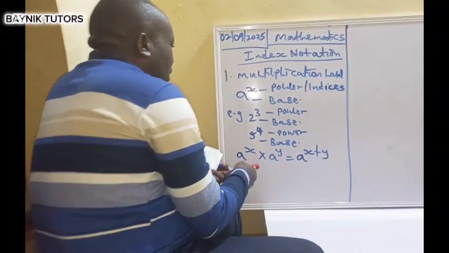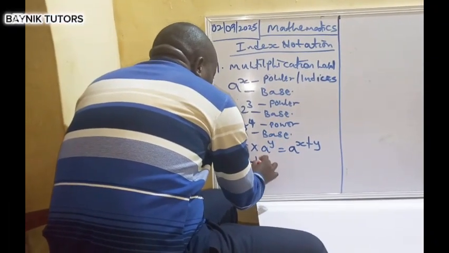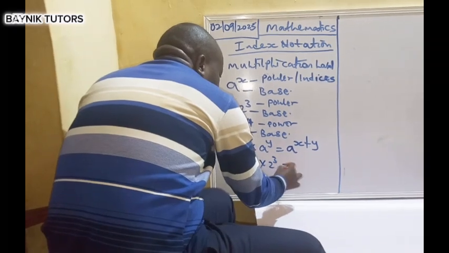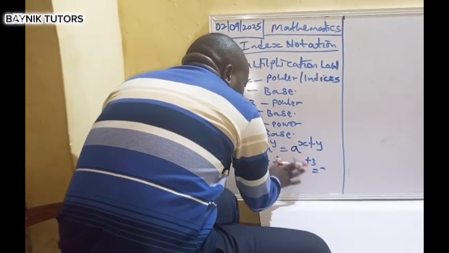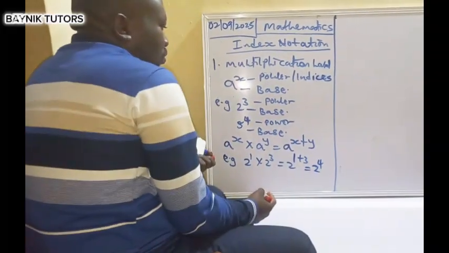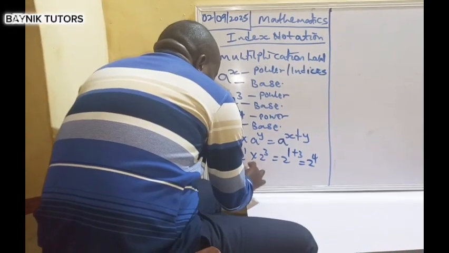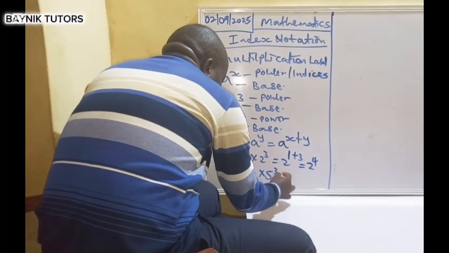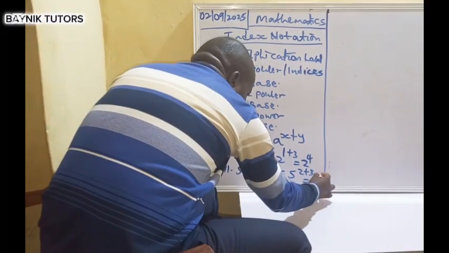So from here, for example, if we have 2 raised to power 1 times 2 raised to power 3, that will be 2 raised to power 1 plus 3, which is equal to 2 raised to power 4. If we have 5 raised to power 2 times 5 raised to power 3, that will be 5 raised to power 2 plus 3, which is 5 raised to power 5.